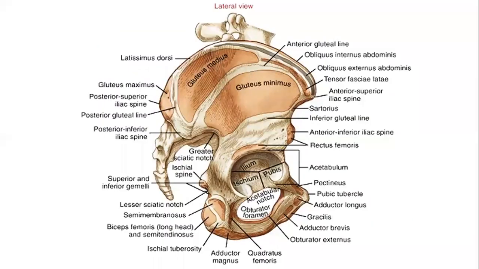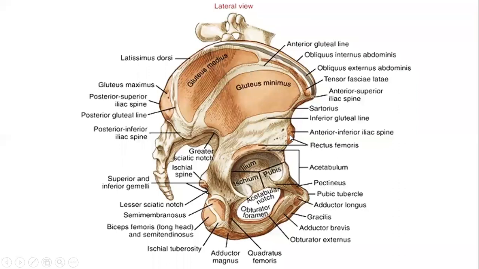It gets attachment from where? It gets attachment from the hip bone. See, this is the hip bone. And see the two attachments for the rectus femoris. First of all, you identify this area. This one is called the anterior inferior iliac spine. Yes or not? See this dark area. This dark area is for the rectus femoris. This is the one origin.